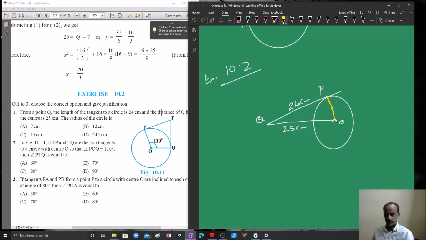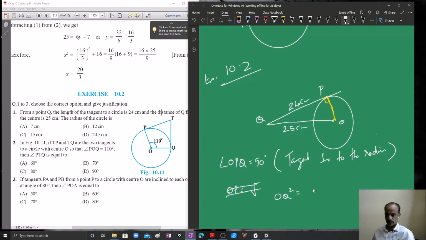OP. We know that angle OPQ is equal to 90 degrees. Reason: theorem 10.1, or you can say that the tangent is perpendicular to the radius at the point of contact. So now in this triangle, you can use the Pythagoras theorem.